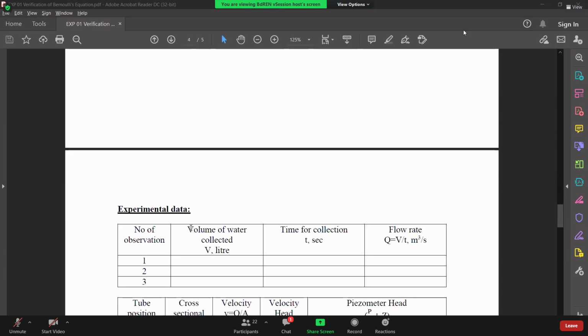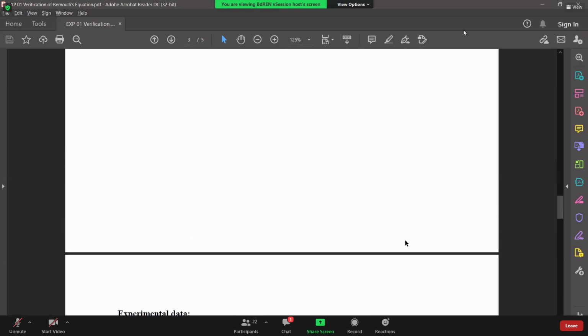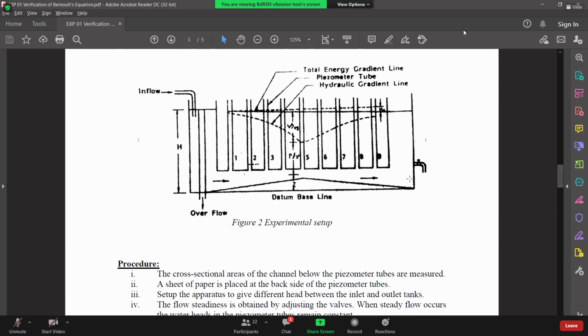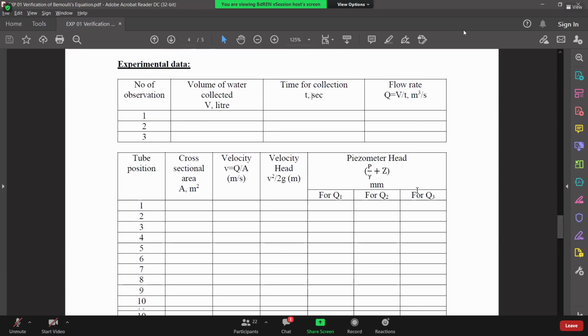So first thing, you have to collect some volume of water in some specific time. You have to write it down here: what is the volume of water being collected and what is the time, right? From these two, you can find the flow rate, since flow rate is volume per unit time. So this is how it's being done. You will be collecting some volume of water in a bucket. You will use a stopwatch and then find the flow rate.